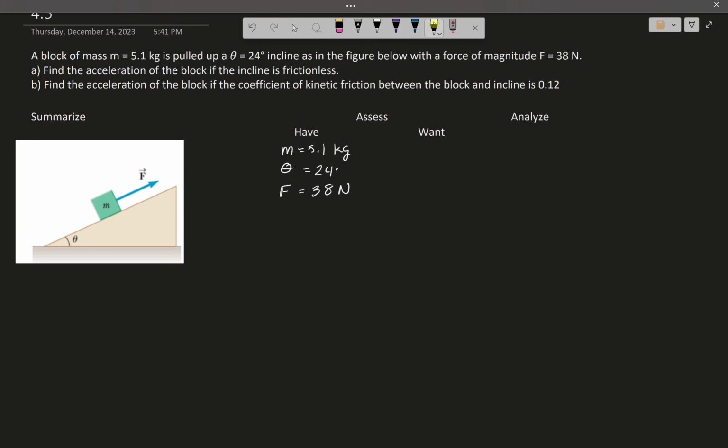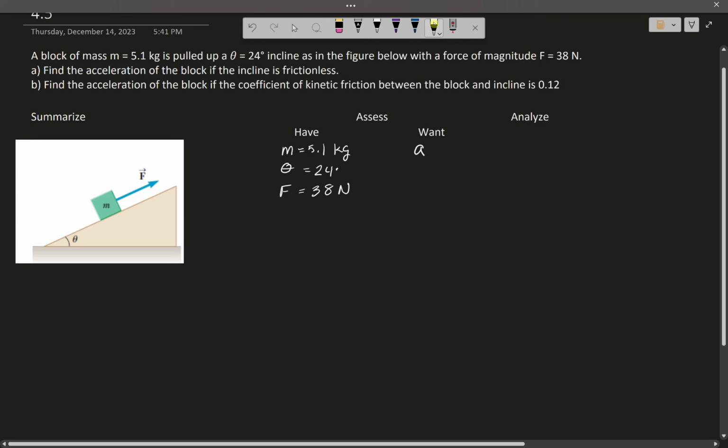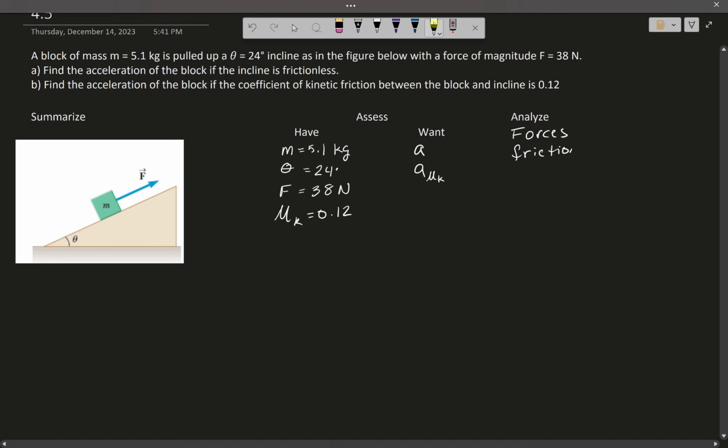And then this wants us to find the acceleration of the block if there is no friction, and also to find the acceleration of the block if there is kinetic friction of 0.12. So I know that this is a forces problem. I also know that there is friction here.